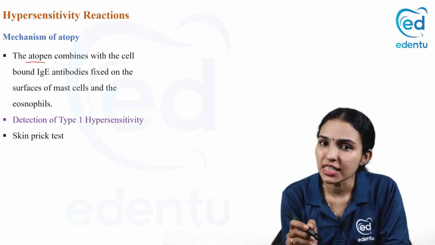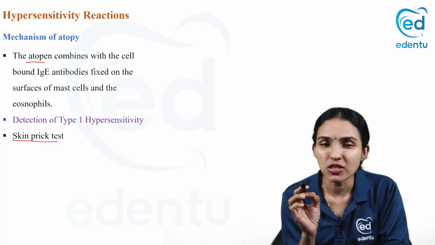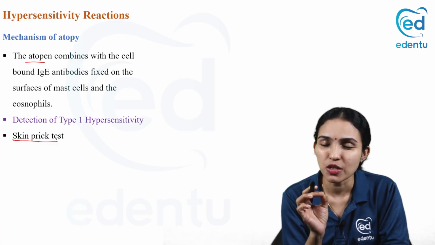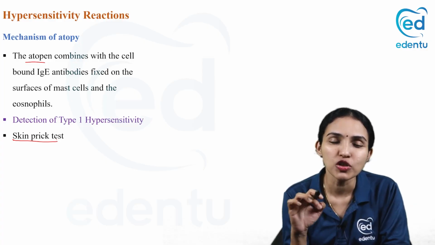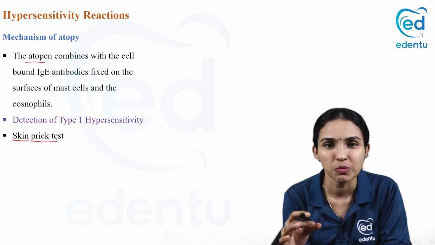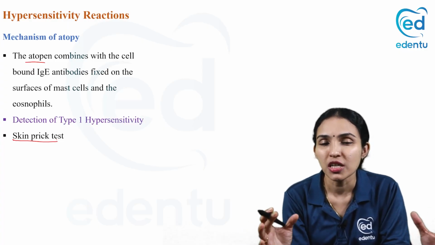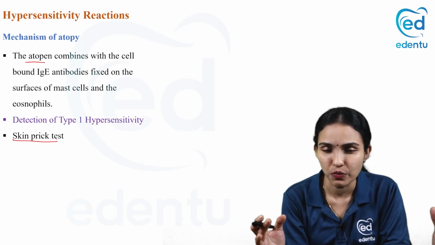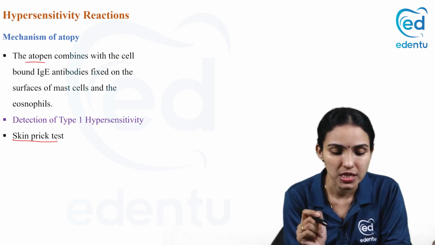So how will you detect type 1 hypersensitivity? You can do a skin prick test. That is, you can inject very minute quantities of these allergens intradermally into the skin and check for the wheal and flare reaction that is taking place. If that is positive, that particular person is allergic to that particular allergen. We have seen the food allergy test and so on. Those are examples of the skin prick test for detection of type 1 hypersensitivity.